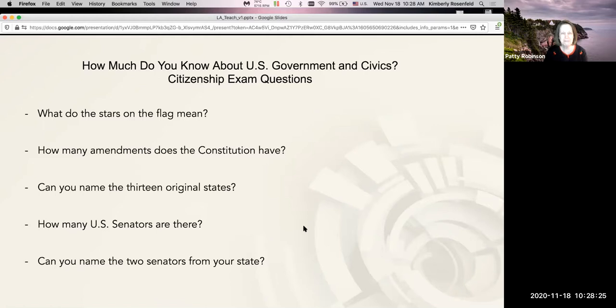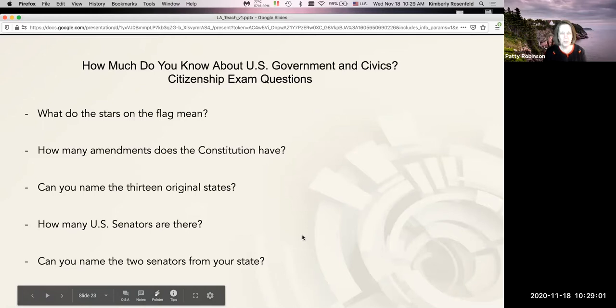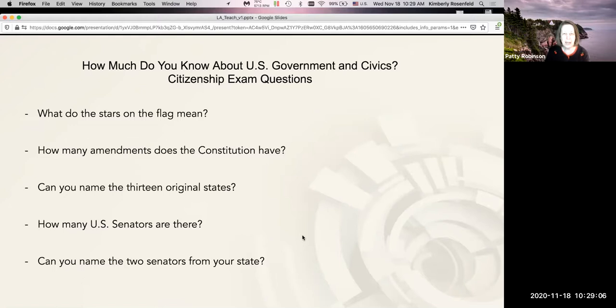Okay, let's go to question number three. Can you name the 13 original states? And we're asking which of the following was one of the original 13 states, which makes it a little easier. So you don't have to name all 13. Results are still coming in. How about another 15 seconds or so? All right. So we had Virginia, Texas, and Florida. We have 75% Virginia, which is correct, 25% Texas, and 0% for Florida. So again, Virginia, the correct answer.